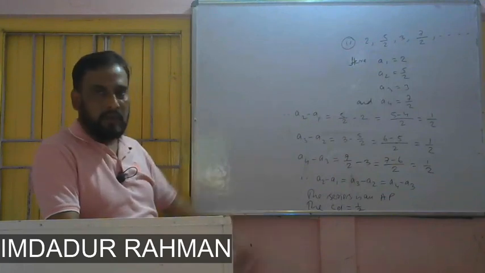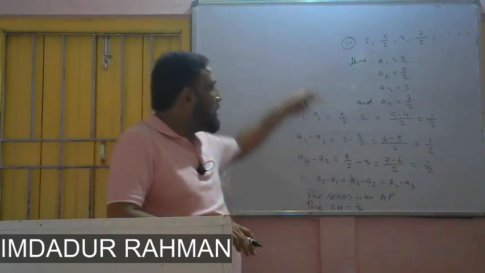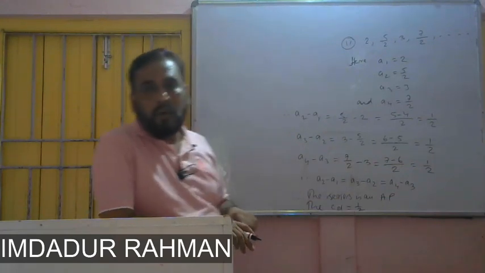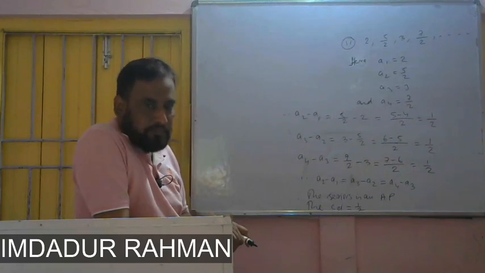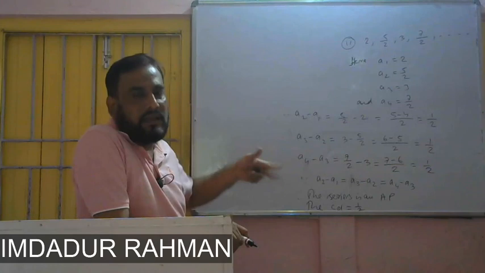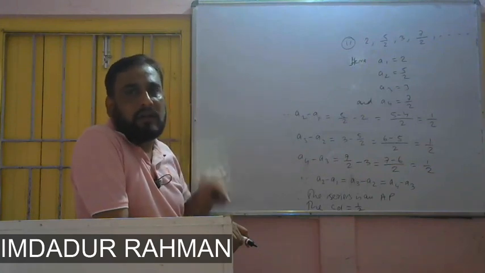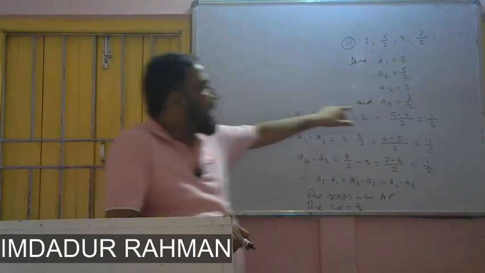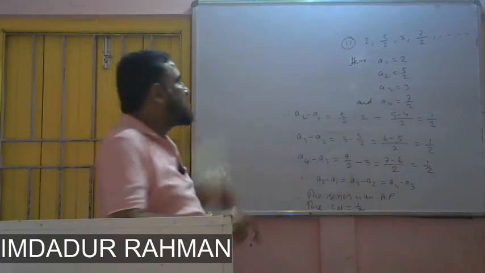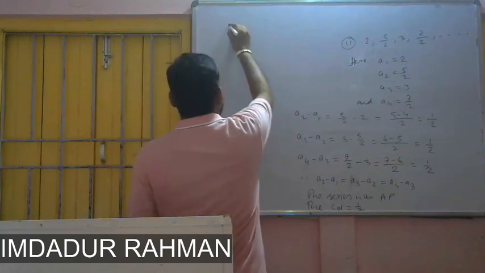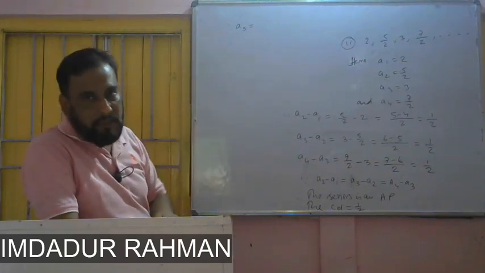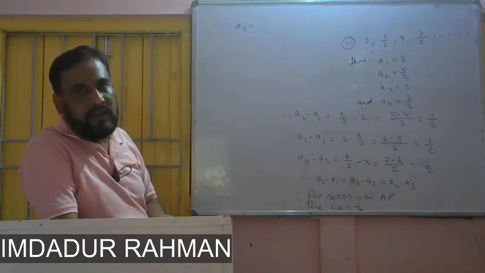Is it visible? I think it is. So we got the common difference. Now, sorry, we have to find 3 more terms. You are asked, if the series is an AP, then find 3 more terms. So here up to A4 is given. We have to find A5, A6 and A7. Up to the 4th term is given. Now we will find the 5th, 6th and 7th.